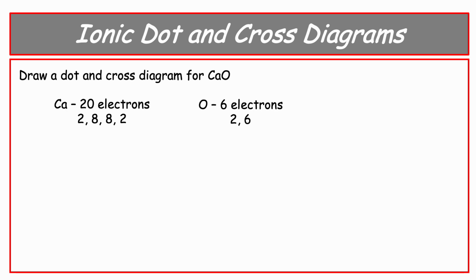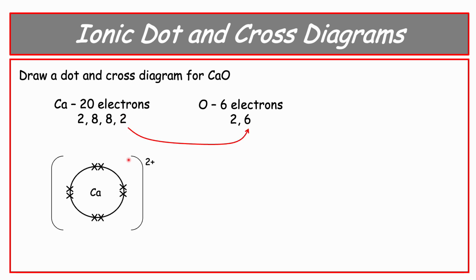So let's look at calcium oxide then. Calcium has 20 electrons, 2, 8, 8, 2, and it will lose the outer 2 electrons to form a full shell. If it loses 2 electrons, this gives it a charge of +2.